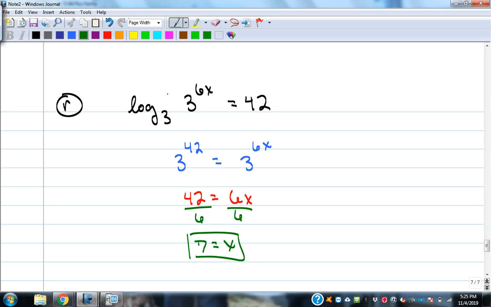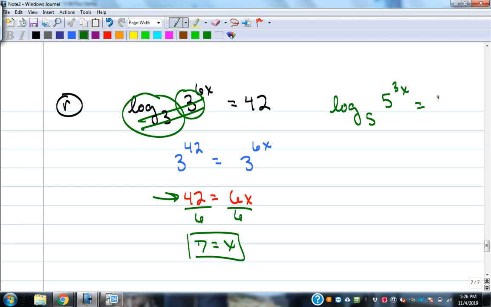The short way is, anytime you have a log base and a base here that are the same, they just cancel each other out, and you go straight to that equation there. So an example would be log base 5 of 5 to the 3x is equal to 18. Instead of doing 5 to the 18th power equals 5 to the 3x power, you can just go, hey, these things cancel each other out. It's 3x equals 18 and x equals 6.